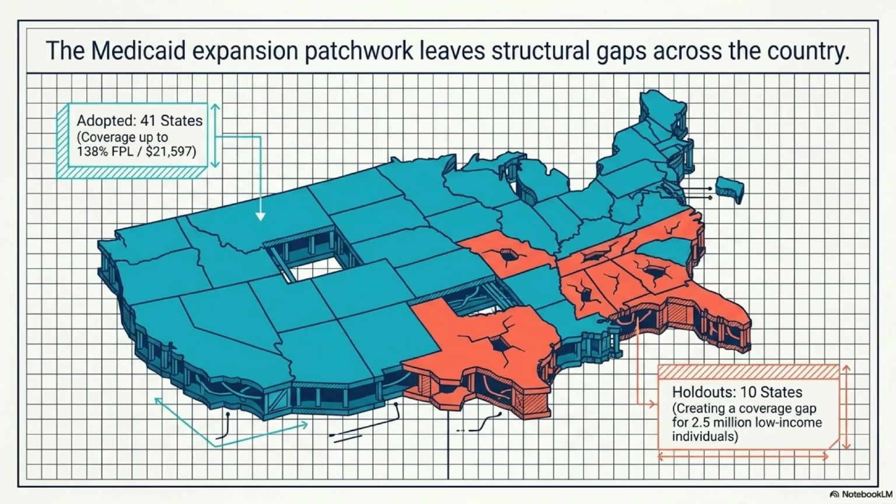Coverage gaps compound the problem. Medicaid expansion under the Affordable Care Act was meant to close gaps in coverage nationwide, but adoption has been uneven. Some states expanded early, others remain holdouts, leaving a patchwork of coverage that depends entirely on where you live.